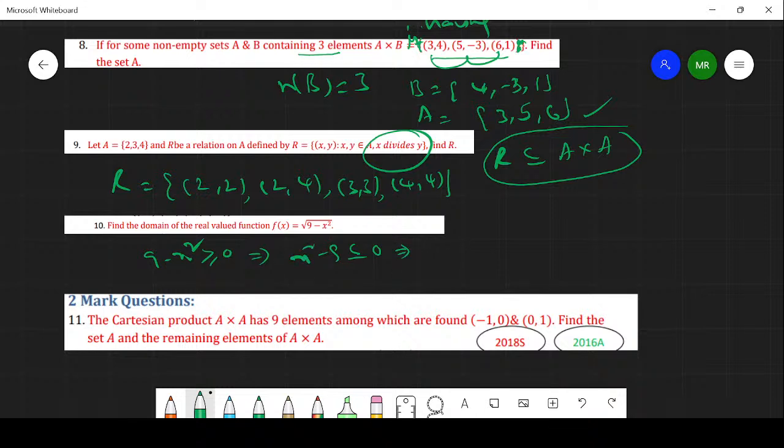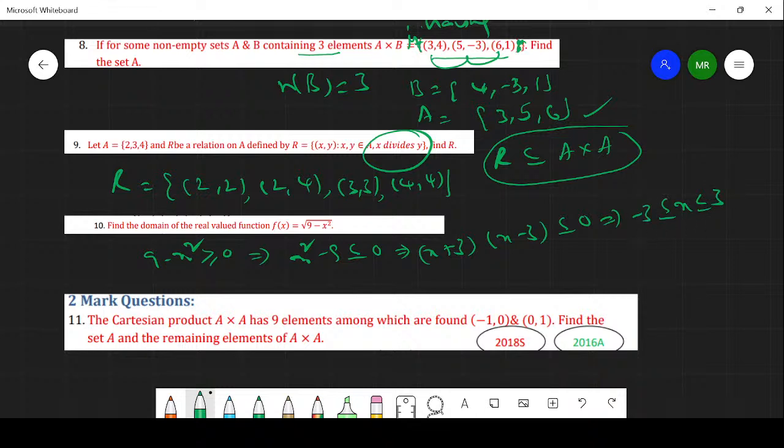This is x square minus 9, so a square minus b square. Find the factors of this: x plus 3 into x minus 3, which is less than or equal to 0. When the product of two linear factors is less than or equal to 0, I can conclude that x lies between minus 3 less than or equal to x less than or equal to 3.